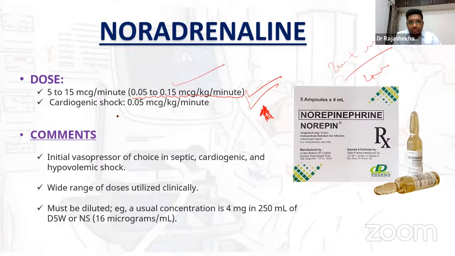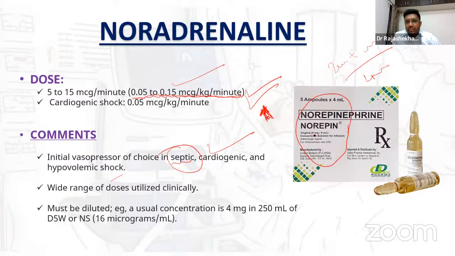So it is the usual vasopressor of choice in all types of shock, I can say. It is the usual vasopressor of choice in septic shock. In fact, it is very important in cardiogenic shock and hypovolemic shock also. And if you see the doses of noradrenaline from textbooks, it may vary, but it is usually considered as 0.05 to 0.15 microgram per kg per minute. So I have given you the composition here.